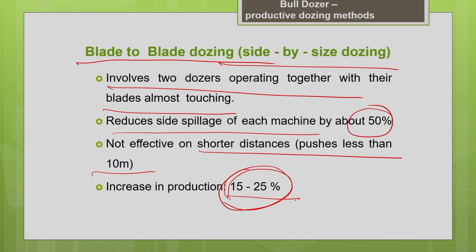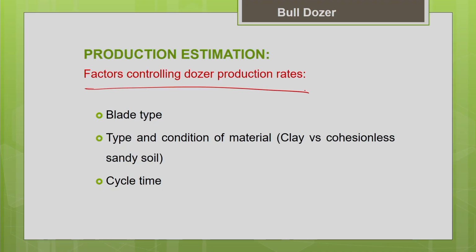So we have discussed different types of blade movements, the types of blades, how to assess the performance of the blade, and the productive dozing methods to reduce the end spillage and increase the productivity of the bulldozer. Now let us see the factors which affect the productivity of the bulldozer. Obviously the blade type will affect the productivity, and so will the material the blade is going to push, the type of material and the density of the material.